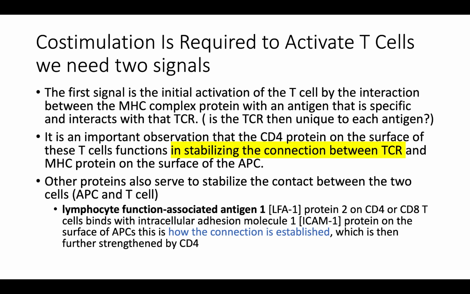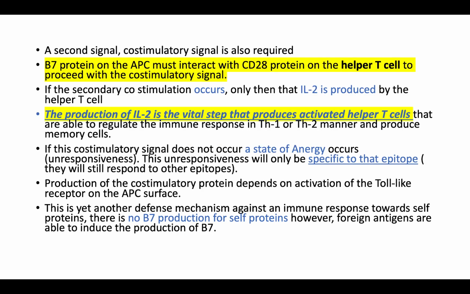These T cells function in stabilizing, as we said, CD4 stabilizes the connection between the T cell receptor and the MHC protein on the APC. So other proteins then also serve to stabilize the contact between the two, and this will get us towards the co-stimulatory signal. So lymphocyte function associated antigen 2 on CD4 or CD8 cells binds with intracellular adhesion molecules, and that's how the connection is established, and then it is further strengthened by CD4.